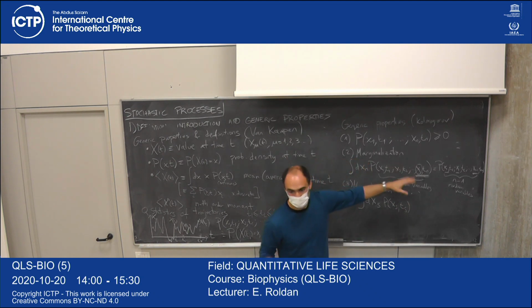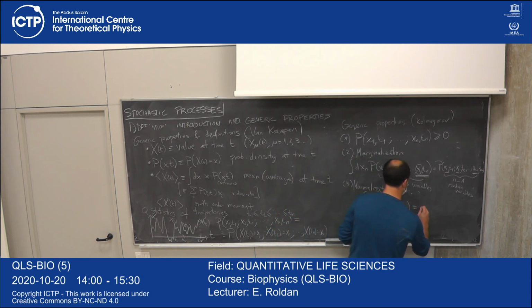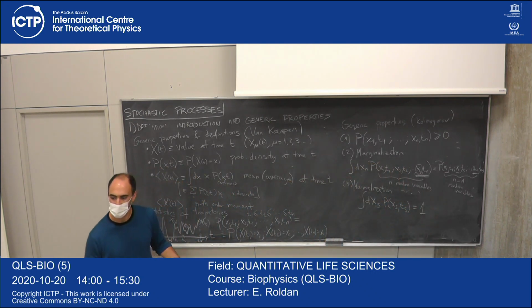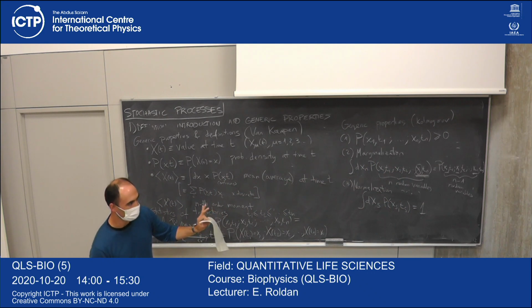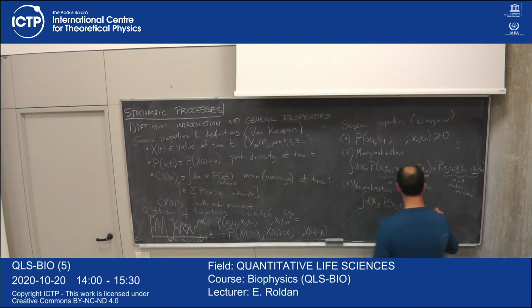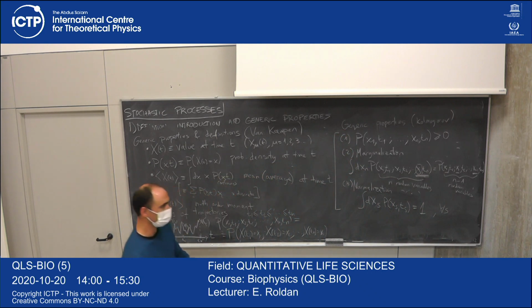So let's say I continue integrating. At some point there will be only one variable and one time. This one. And now integrate over the last variable, xs. This must be 1. At the very end, I will get 1. This is called normalization. If these three conditions are satisfied, this is for all n, you have a stochastic process.